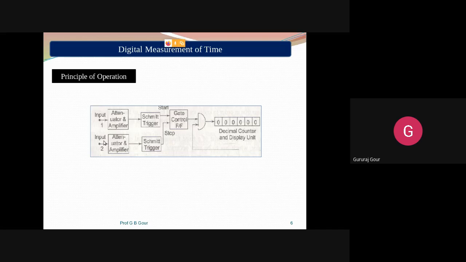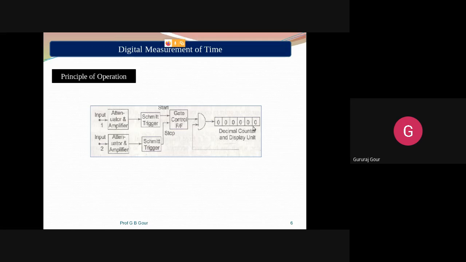So the same thing will be done with the help of two inputs here. That's why we need two inputs. One input signal gives you the starting point, and the second input signal will give you the stop signal. Both will be given as two inputs of the gate control flip-flop. So as long as both are on, these pulses will be applied to the main gate, counted and displayed.